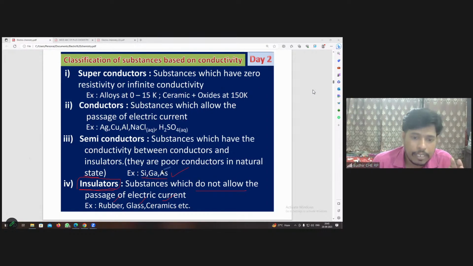Here in this chapter, the next point you need to remember is the classification of substances, based on the conduction property I said. So totally 4 types of substances we have seen: the first is superconductor, the second is conductor, the third is semiconductor, and the fourth is insulator. Do you have any queries or doubts in this regard? The classification of substances into 4 different types.